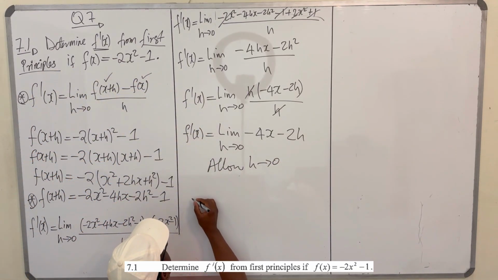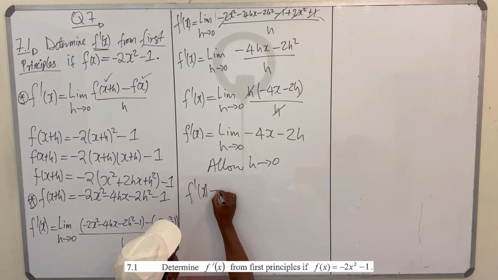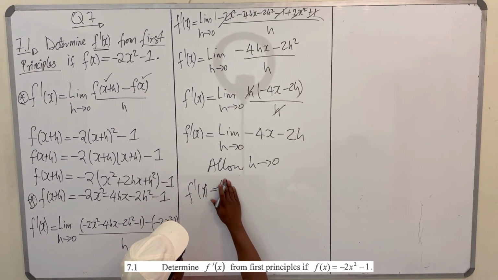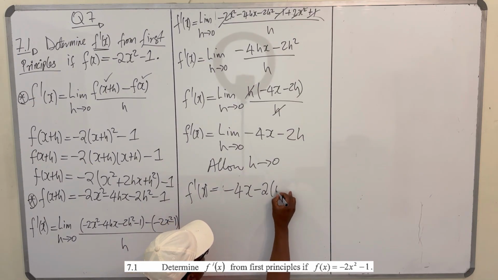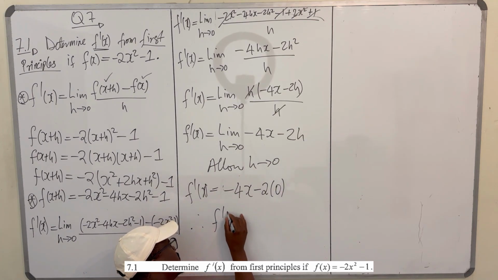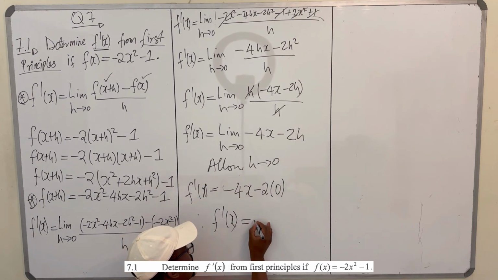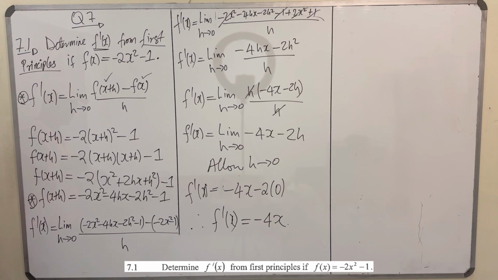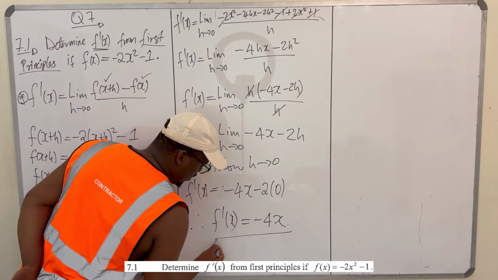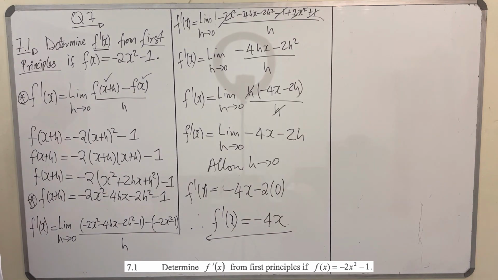Which means you will have f prime at x, the limit, equal to negative 4x minus 2 into 0. Therefore, f prime, which is the derivative at x, is equal to minus 4x. This is what we have. Done. So, you've found your f prime, which is the derivative of f with respect to x using first principles, which is using the definition. We're done. I hope it does make sense. So let's move on.